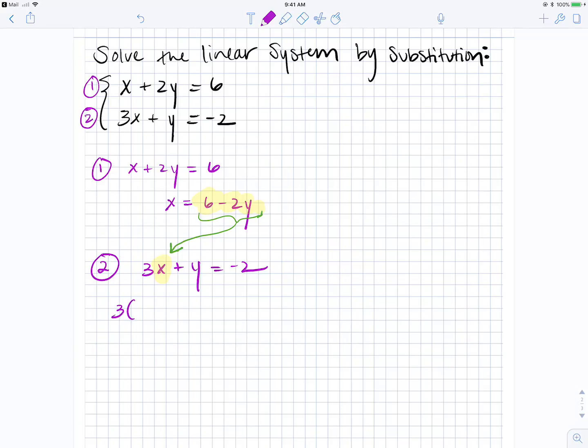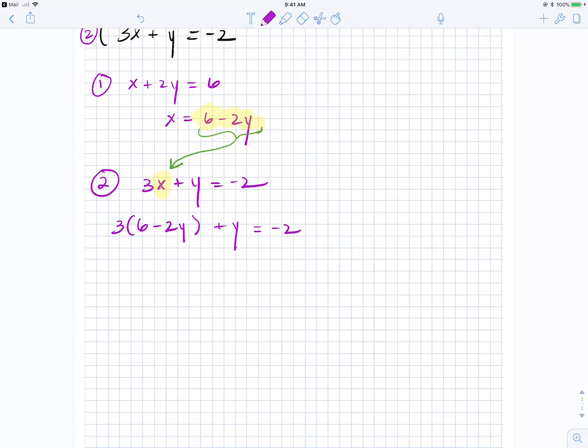So I'll have 3 times, I need to use parentheses when we do this substitution, (6 minus 2y) plus y equals -2. Okay, so now notice we have an equation that only has y's in it. There's no x's. So you guys know how to solve these equations. We want to get y by itself on one side of the equation. I need to get rid of the grouping symbols first. So distributing the 3, I would have 18 minus 6y plus y equals -2.